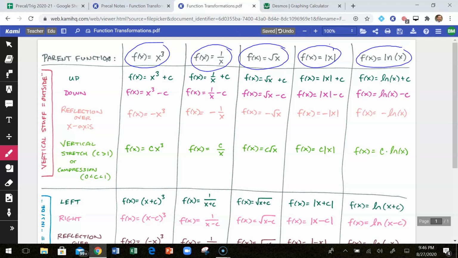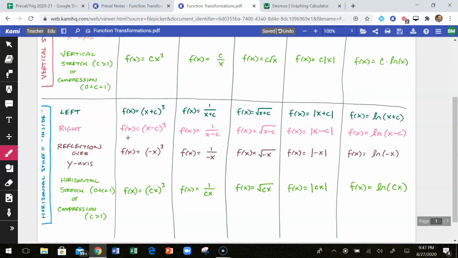And what I'm showing you is the vertical stuff happens on the outside. So if I want to move it up or down or reflect it over the x-axis, right, or reflection over the x-axis affects a graph vertically. Or if I want to vertically stretch or compress, all of those things happen on the outside of the function. x cubed plus c, or x cubed minus c, negative x cubed. Like all of that stuff happens on the outside of the function.